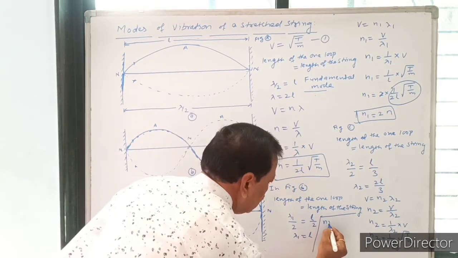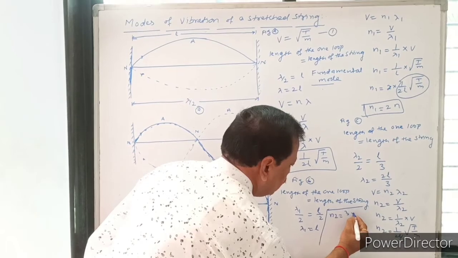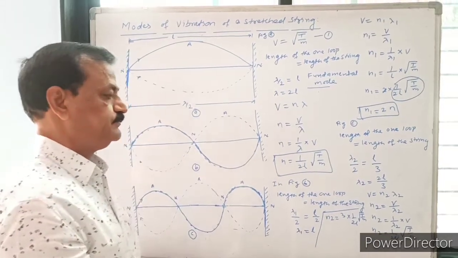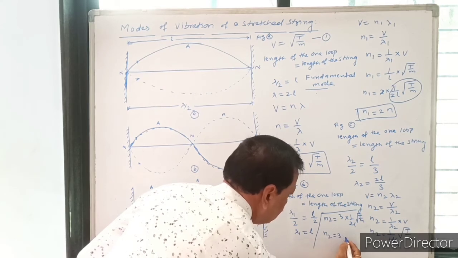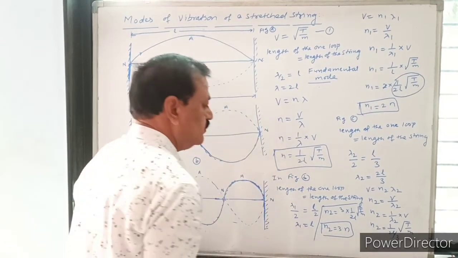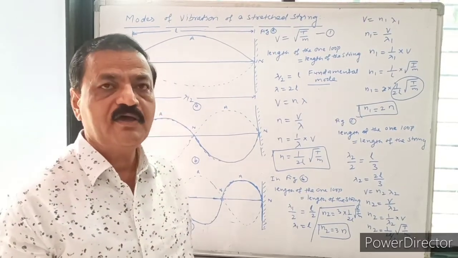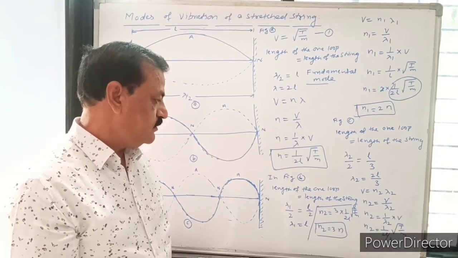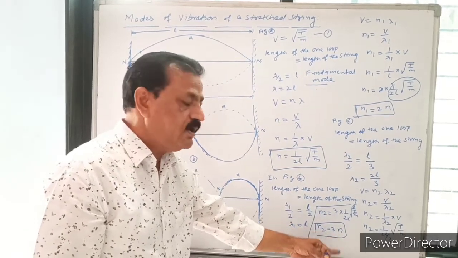Then n2 equal to 3 into 1 upon 2L root of T by m. So n2 equal to 3 into the value of fundamental frequency n. So n2 equal to 3n. These are the second overtone and third harmonic present in the third mode of vibration. N2 is the second overtone and 3n is the harmonic.